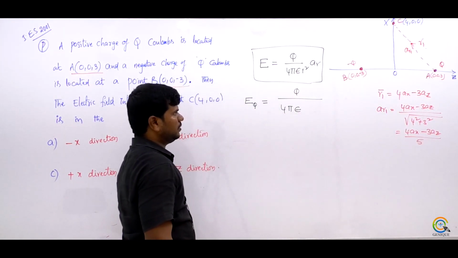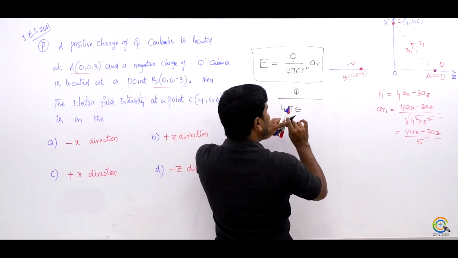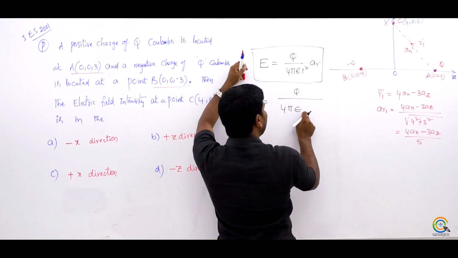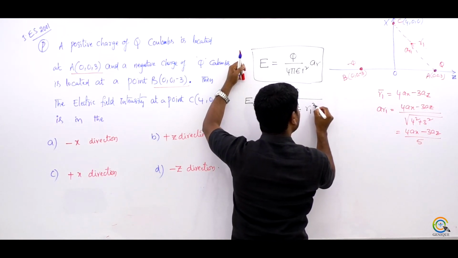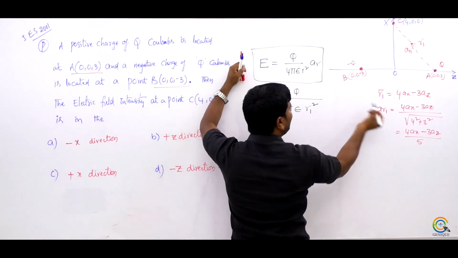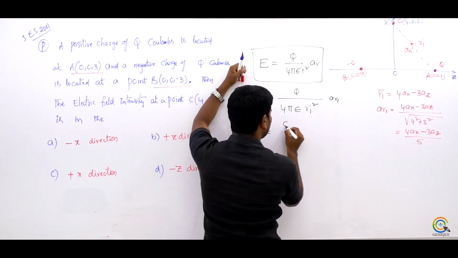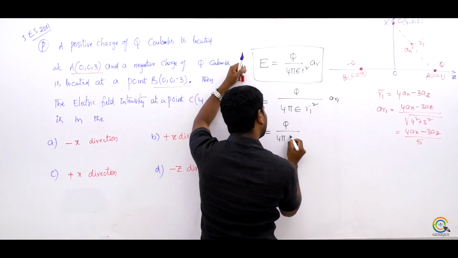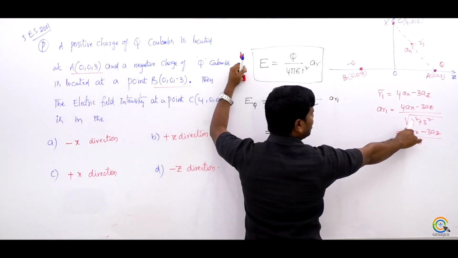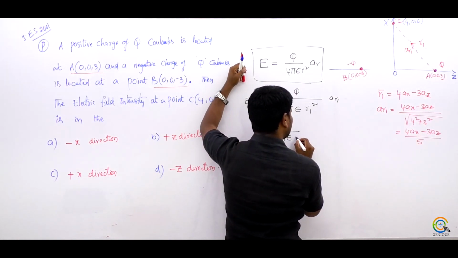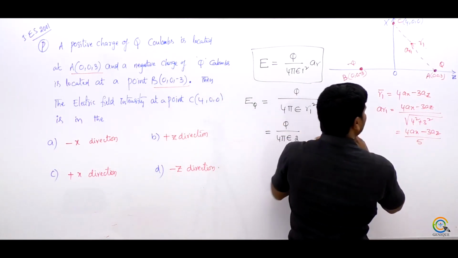Right? This is AR1. Okay. Now I have to write here the distance: Q divided by 4 pi epsilon R1 square. So this will be equal to Q divided by 4 pi epsilon R1 square. What is R1 square? The magnitude of this one.